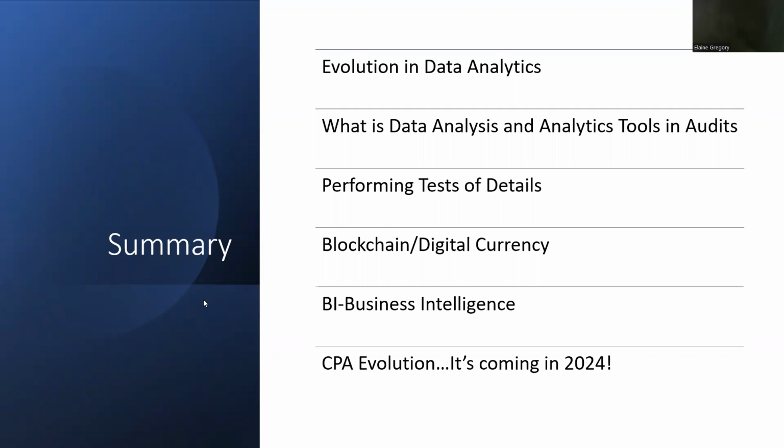In summary, this last section of Chapter 8, we talked about the evolution, a little bit of data analytics. What is data analytics and tools and audits? Performing tests of details. A little bit about blockchain and digital currency. A little bit about business intelligence, and alerting you to the CPA evolution that's coming in 2024.